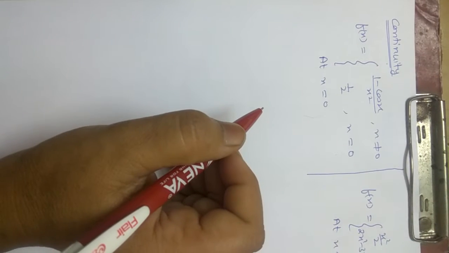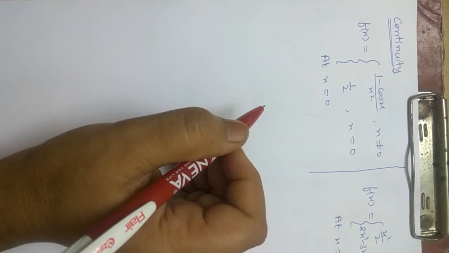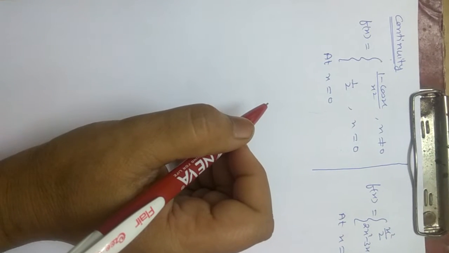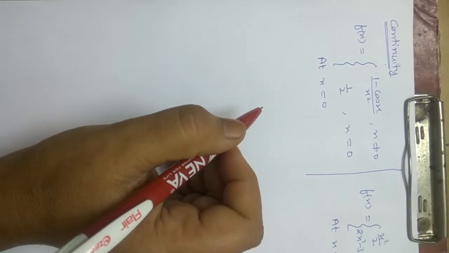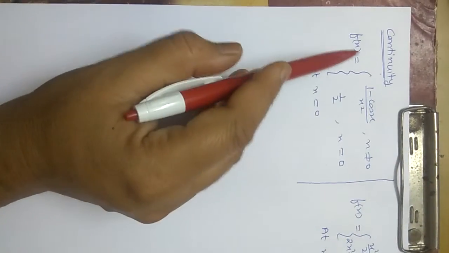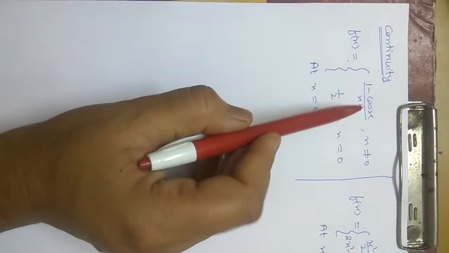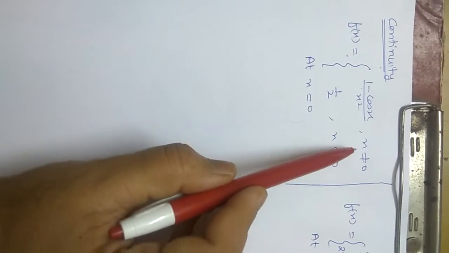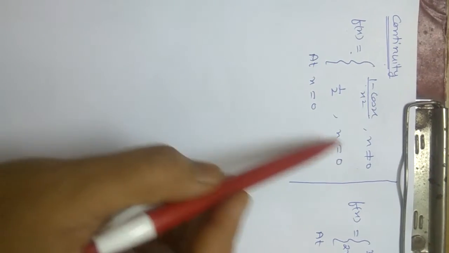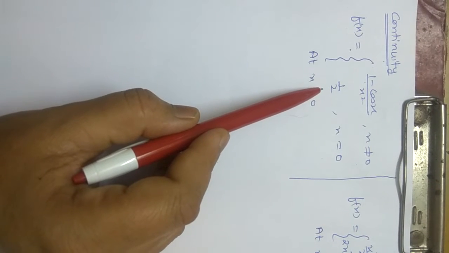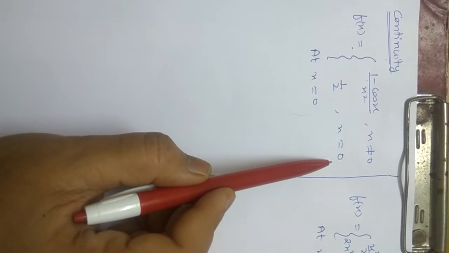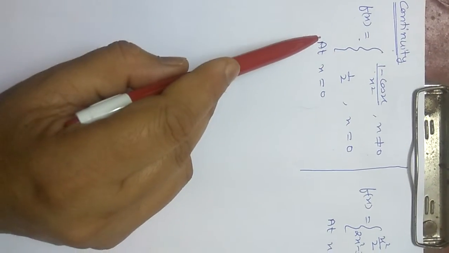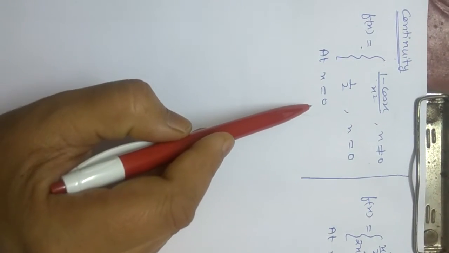Morning students. Today we have to continue the continuity of the function. I think you have two types of problems. The first one is: if f(x) is equal to (1 minus cos x) upon x square when x is not equal to 0, and 1 by 2 when x is equal to 0, and now discuss whether this function is continuous at x is equal to 0.